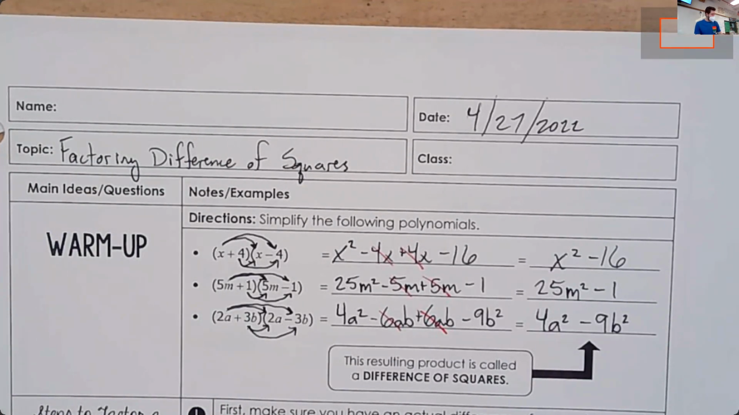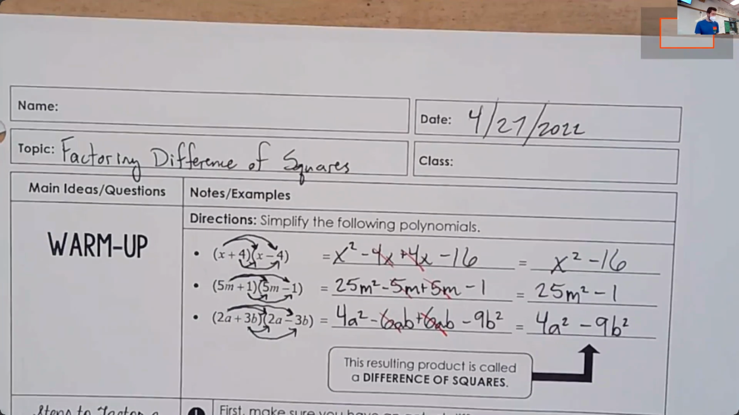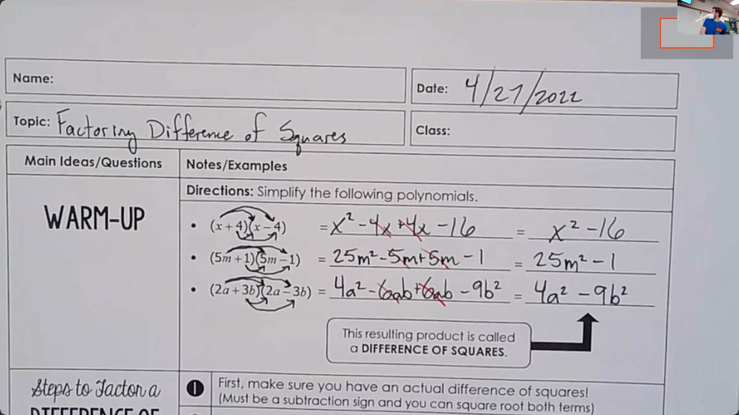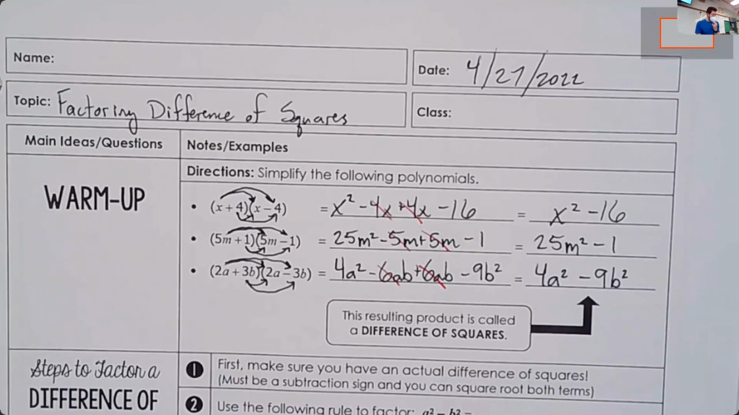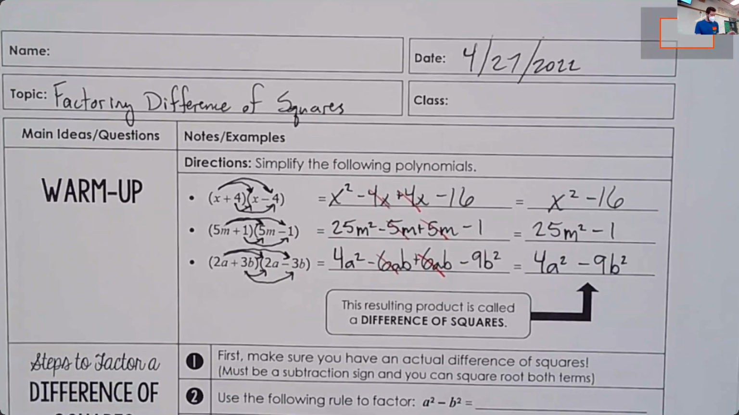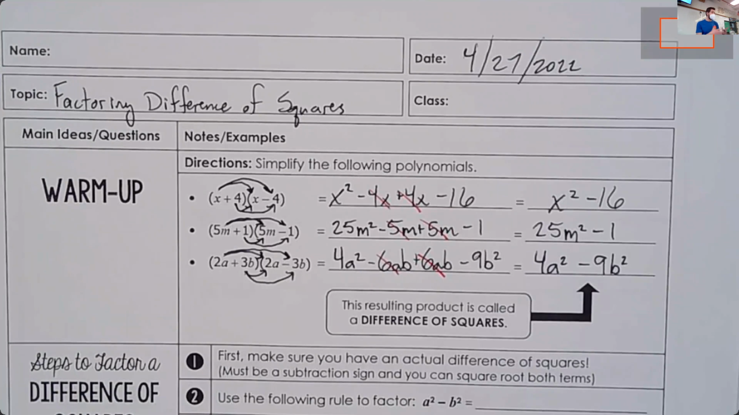And so it says steps to factor a difference of squares. First, make sure you have an actual difference of squares. It must be a subtraction sign in the middle. You have to have subtraction in the middle. Otherwise, it's not a difference. And you are able to square root both terms that are there.